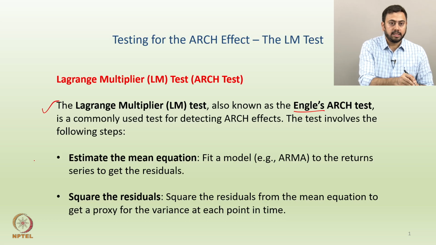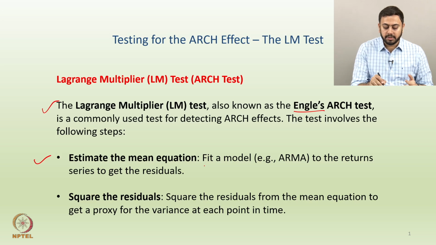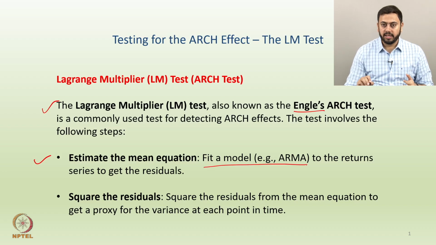The first thing, as we talked about a short while back, is estimating the mean equation. For that you have to fit a model, let us say ARMA, ARIMA, something like that, to the return series to get the residuals. So the very first step is how to estimate the mean equation. Let's assume that you estimate the mean equation using an ARMA process. So you model the ARMA to the return series and then get the residuals. And then what? The second step is you square the residuals.